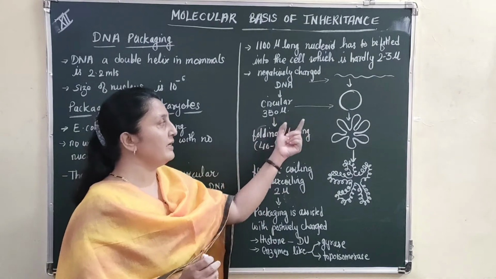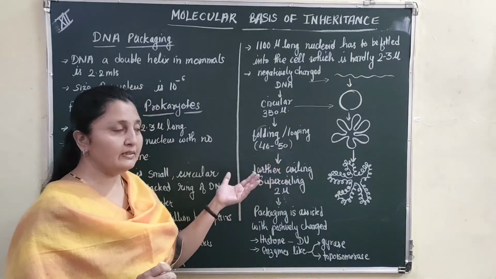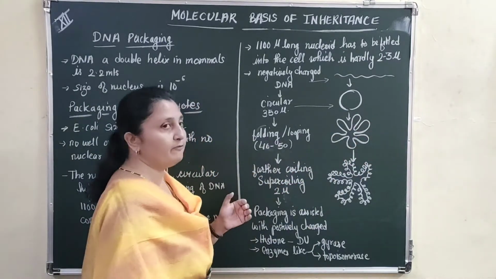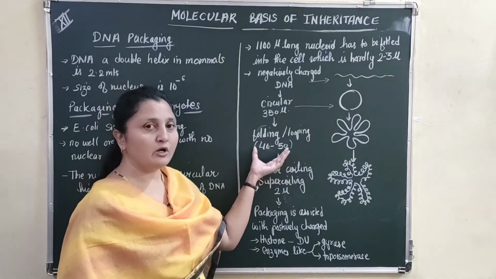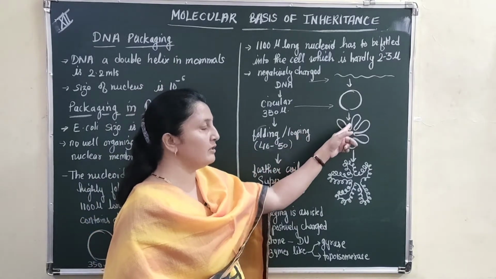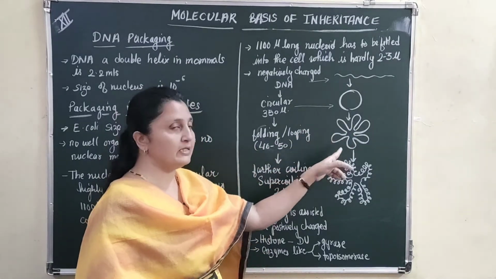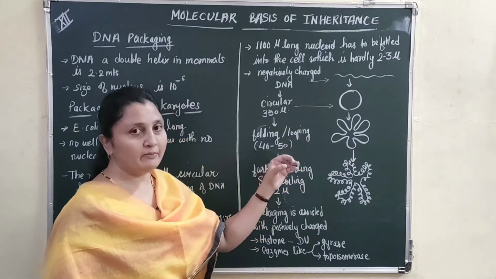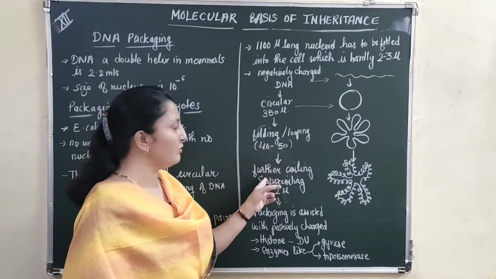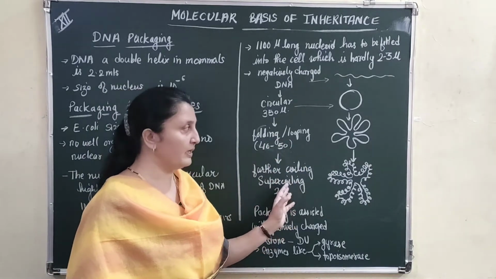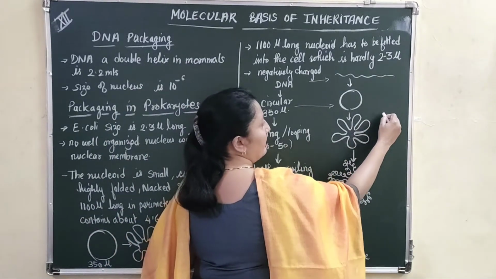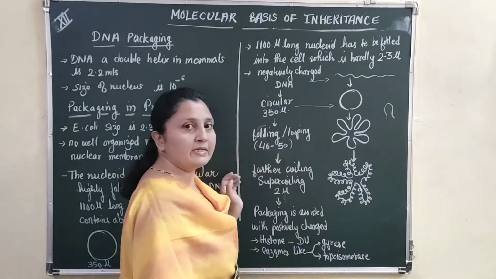Then that circular DNA gets folded, correct? The circle gets converted into folds, and it forms some 40 to 50 folds, or we also call them loops. Now, when this circular DNA undergoes folding and looping, the size of it further reduces. They become smaller in size, correct? Then it undergoes further coiling and supercoiling. Each loop undergoes coiling. You saw that the circular DNA got coiled, and now it is getting supercoiled.